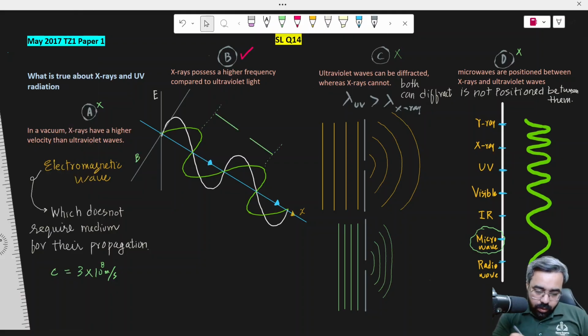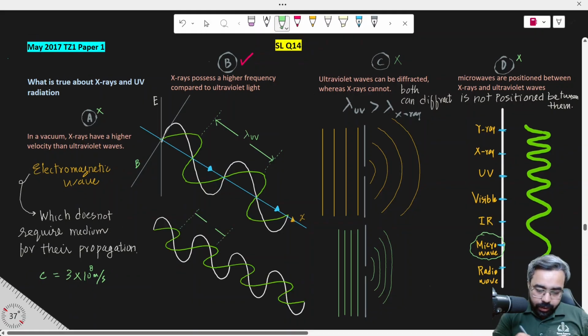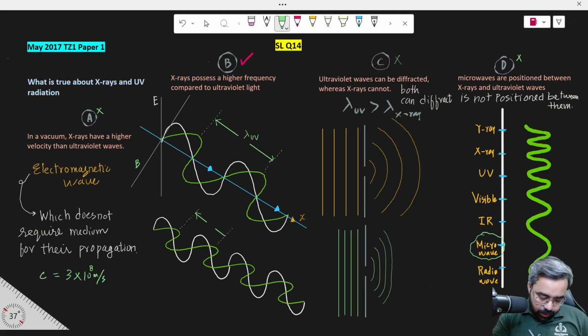Now, dear students, right now you can see that this is a wavelength of the ultraviolet, from one peak to another peak. And I think you can guess easily that this must be the wavelength of X-ray, which I have tried to show you, that its wavelength is less than the wavelength of ultraviolet. So the answer B is correct only.